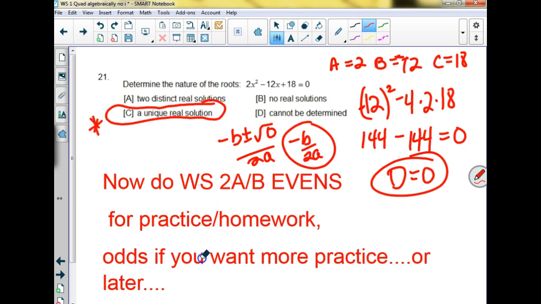Okay. Now, 2a evens is what's assigned. If you're struggling with any of this, work on 2b, or 2a and b, the evens, sorry. But you can do odds if you need extra practice. All right, hope the video is complete now.